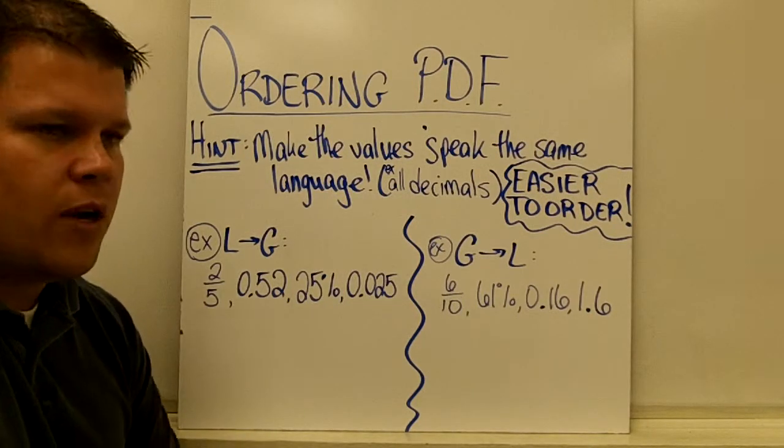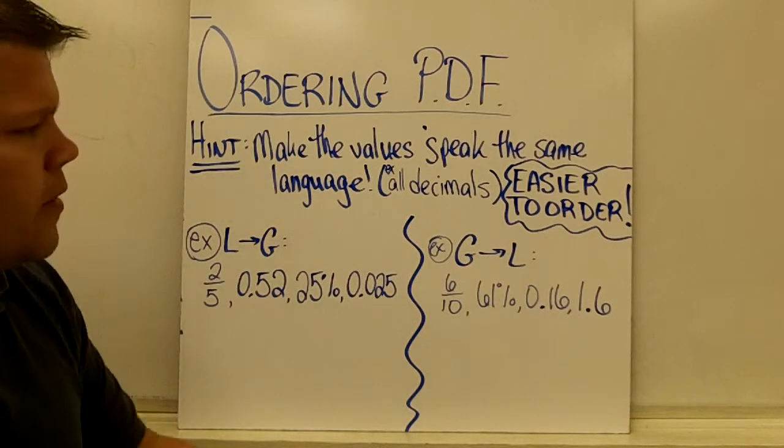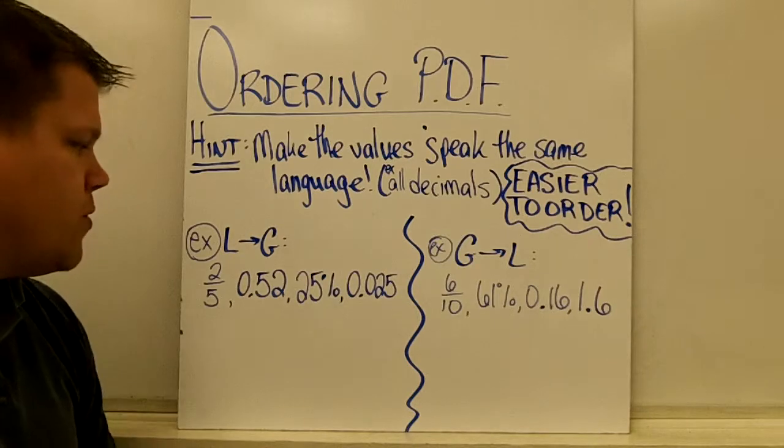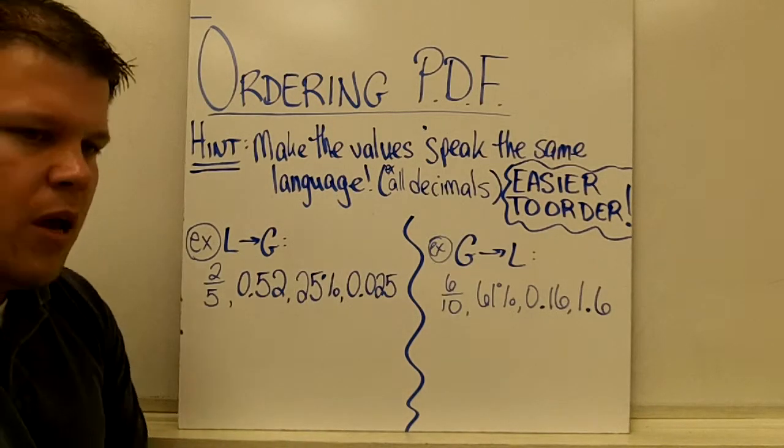If you like percents, great. If you like fractions, you're weird, but that's okay. Overall, it just makes everything easier to order if everything is speaking the same language. So I have two examples here. I'm going to start with the least to greatest example. I'll try not to block too much.